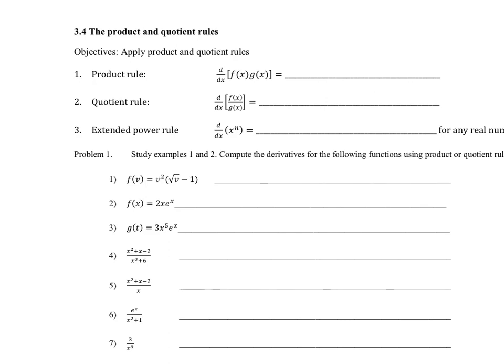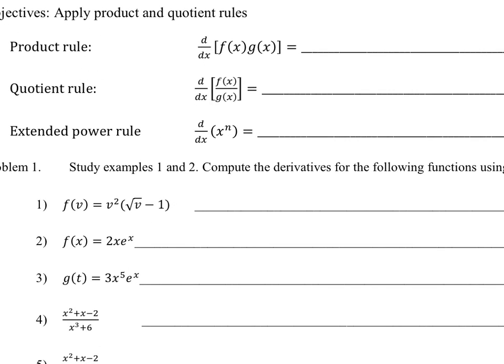Now a quick review on the quotient rule. Think of this as your high, this is your low. The derivative of high over low is equal to, on the bottom in the denominator, low squared. On top is low d high minus high d low.